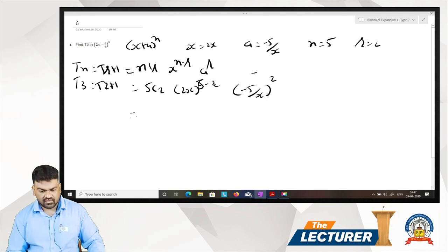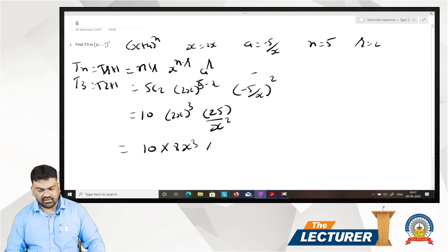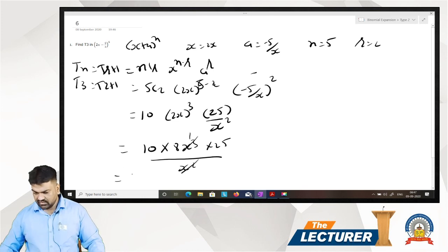10, 2x raised to 3, minus 5 squared, 25 divided by x square. 10 multiplied by 8x cube multiplied by 25 divided by x square. Here x raised to 1. 10 multiplied by 8 multiplied by 25, that is 2000x.